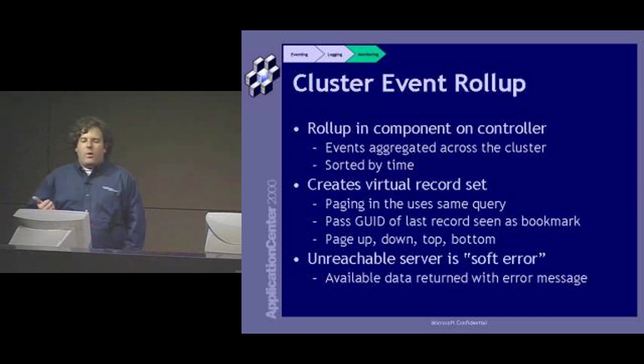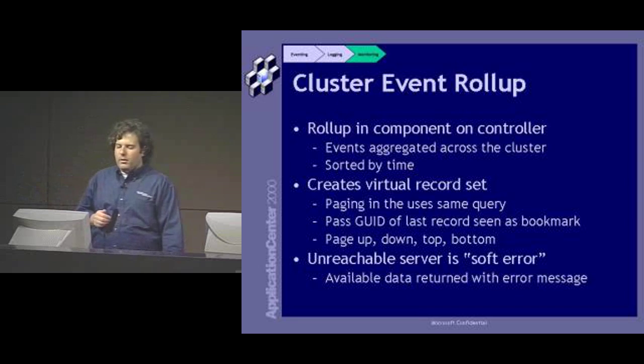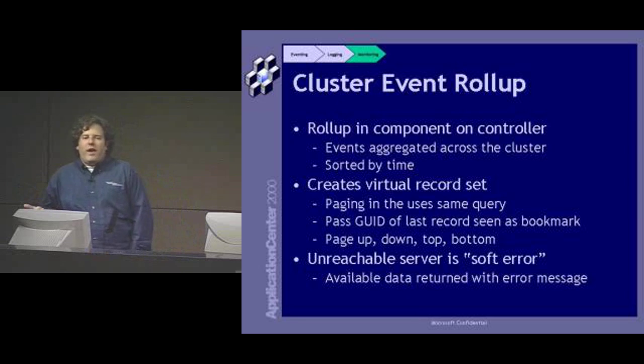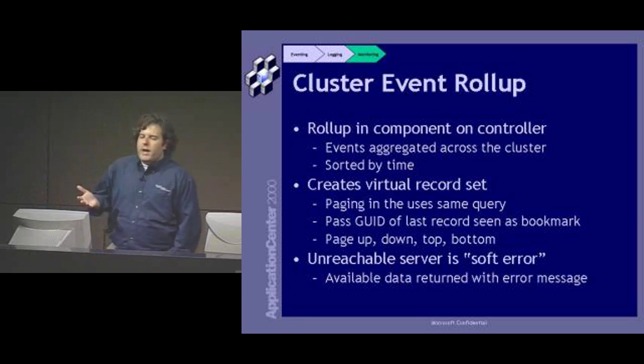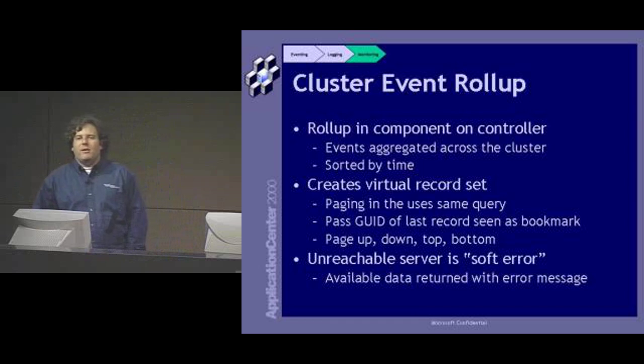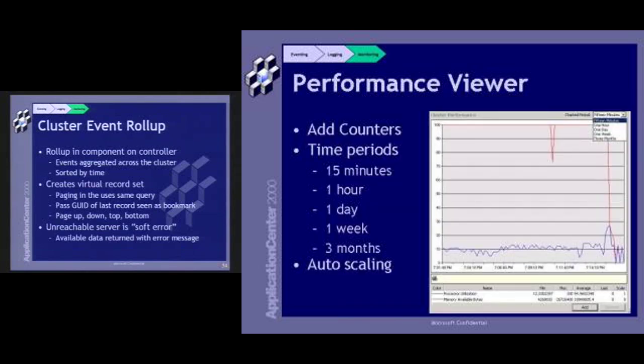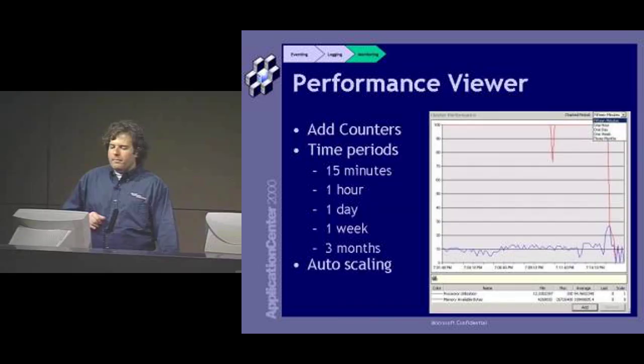This is one of the reasons why we have to enforce the sorting by time, so we're guaranteed that the events will be returned back in the correct order. However, say you're querying a cluster of 8 and one of the servers is unreachable because of a network problem, we're not going to completely fail. We're going to return back data for the servers that we could reach and just pass back an error in the UI.